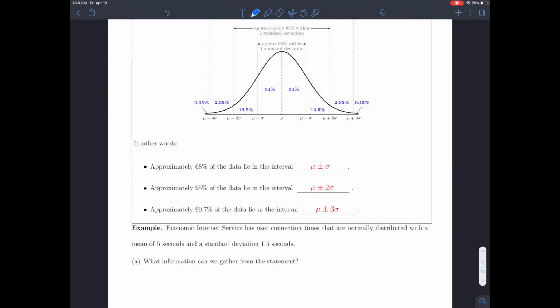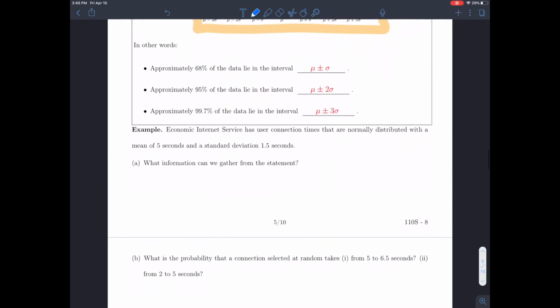And so if I were to use this picture right here to draw out a normal curve for my given problem, I'm going to have something that looks like this, where 5 is the center of my curve because that's my mean, and then mu plus sigma, so one standard deviation away from the mean, would be 6.5. Going in the other direction, one standard deviation away from the mean would be 3.5.